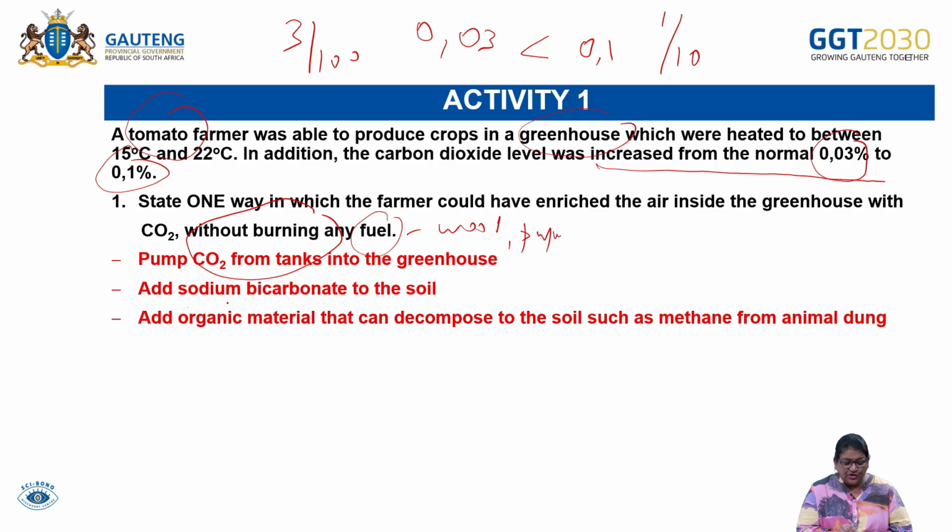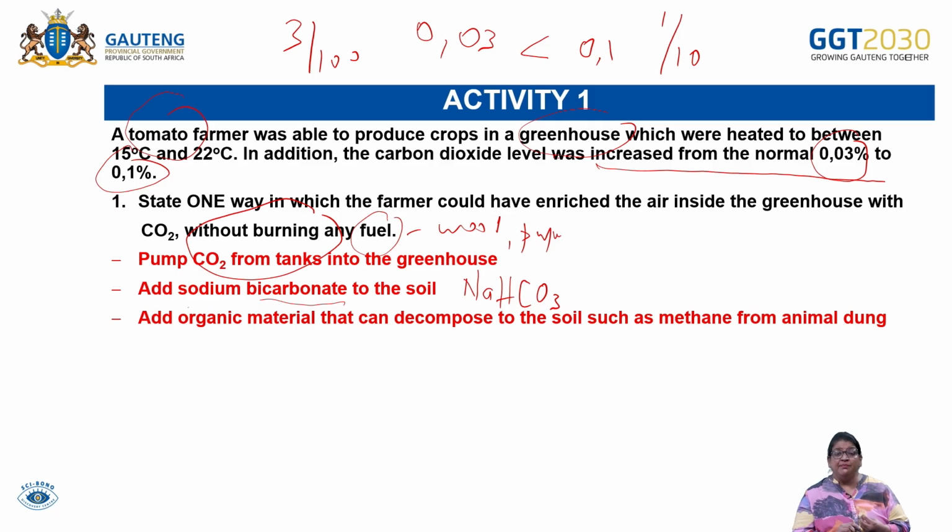You can add sodium bicarbonate to the soil. Remember, sodium bicarbonate is Na, that is sodium, HCO3. That is sodium bicarbonate. Okay. Add organic material that can decompose to the soil, such as methane from animal dung.